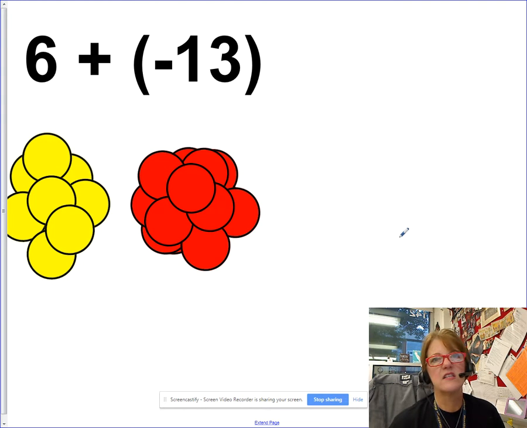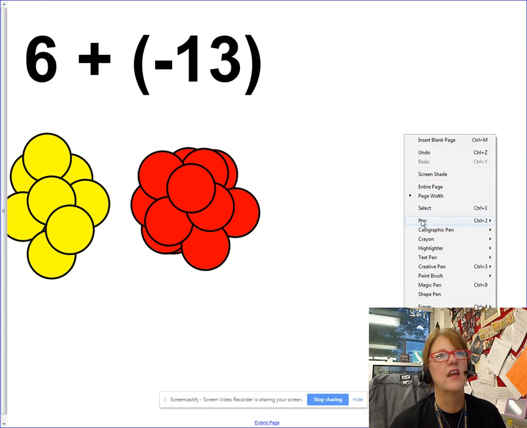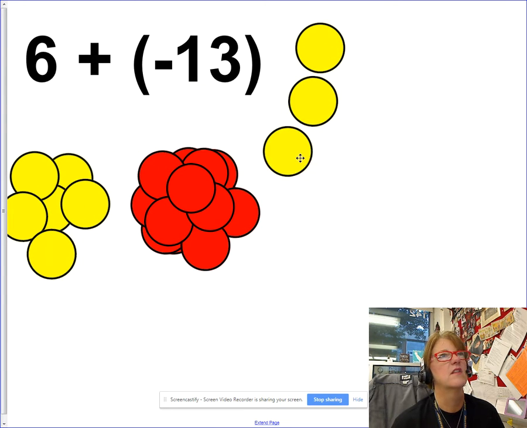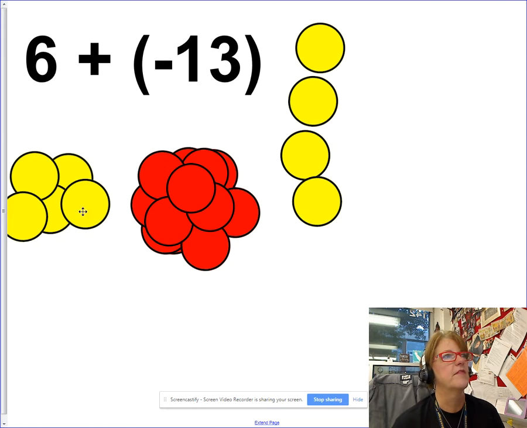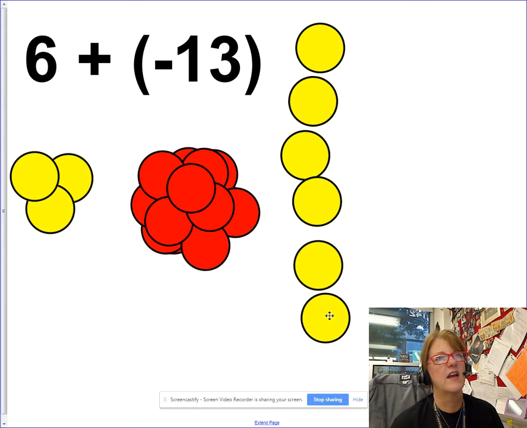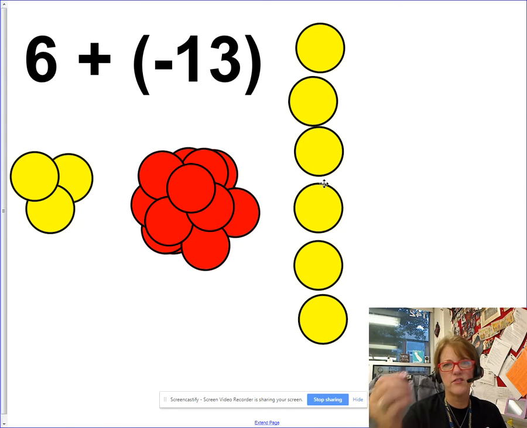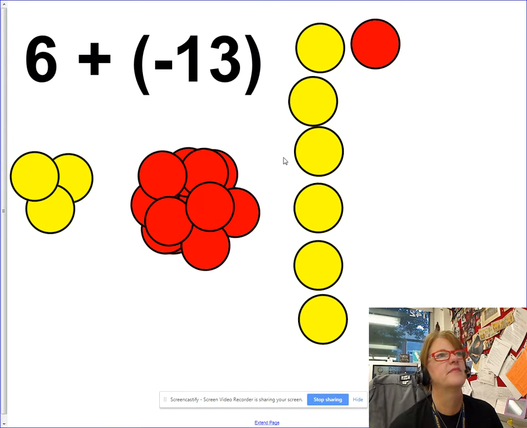Ugh! 6 and -13. Okay, we can do this. And hopefully after a while, you'll start to see the pattern. Okay, 6 positives would be 6 yellows. So I have 1, 2, 3, 4, 5, 6. Notice I didn't get fancy and put positive signs on these. But when you're drawing on your notes, you're going to have to do that.